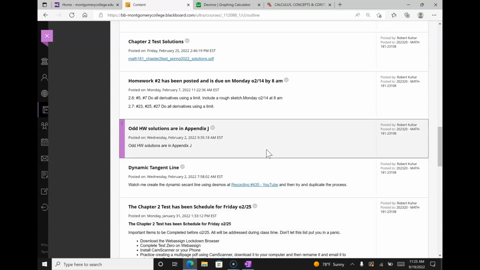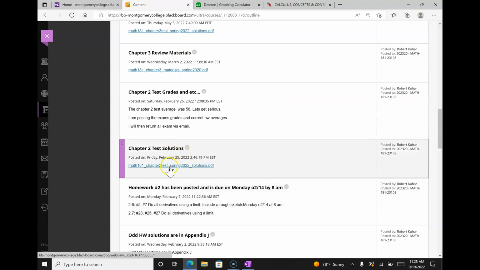I'm still working on your odd homework solutions from the publisher. It's supposed to be in Appendix J in our book. It's empty. I've asked them to send it to me. It's already been a week. I don't know what's going on, but I'll get them to you. But you know how to check everything so far, so you don't really need the answers, right? Just a little quicker if you have them.